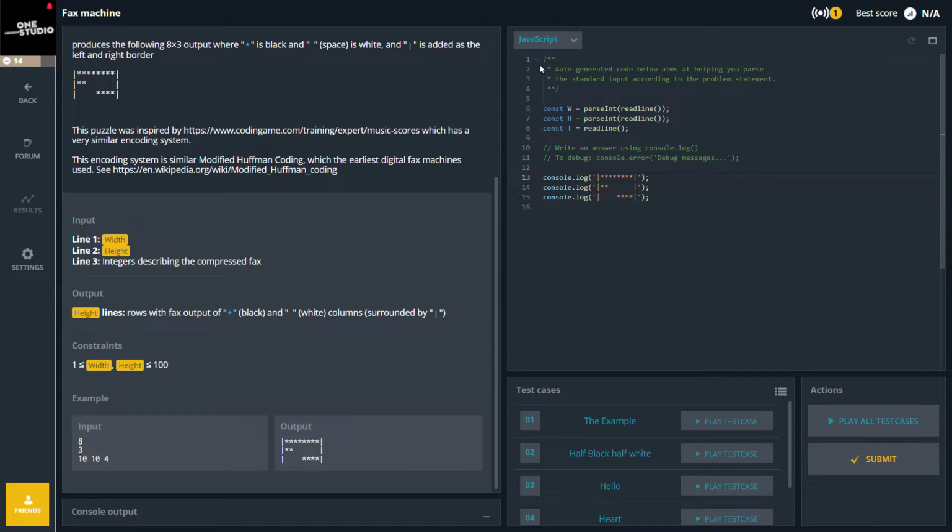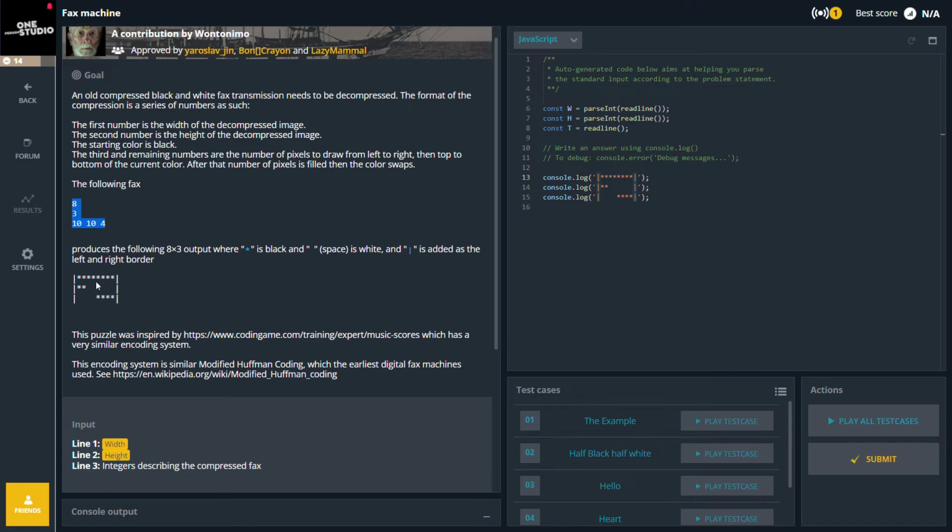I'm going to use JavaScript. So the first line is basically the width. The second line is the height. The third line is integers describing the compressed fax. The output is basically rows with fax output of asterisks and columns surrounded by the line. The constraints are 1 is less than or equal to width and height, which are less than or equal to 100. So for example, the following fax will produce this.